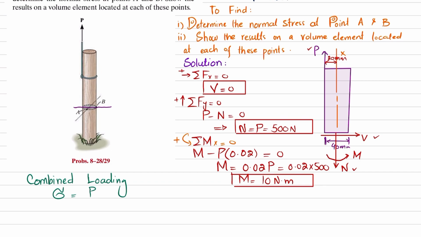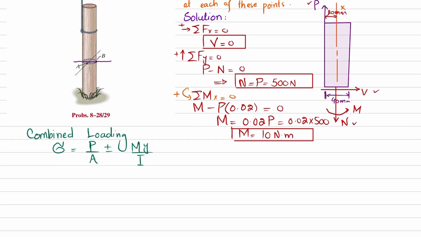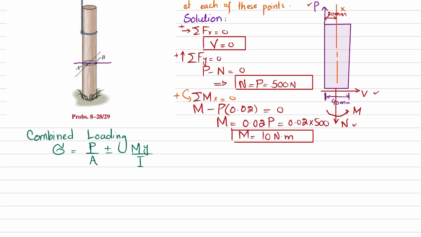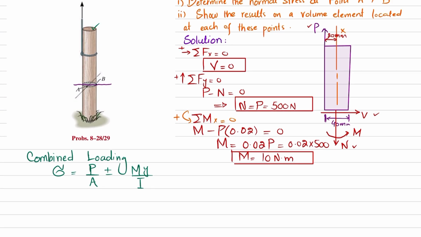So you will get the stress equal to P divided by A or N divided by A, because N and P are both the same, plus minus M into Y divided by I. Now we will find I and A for this circular or cylindrical post. So area will be equal to the area of this circle, which is pi r squared.